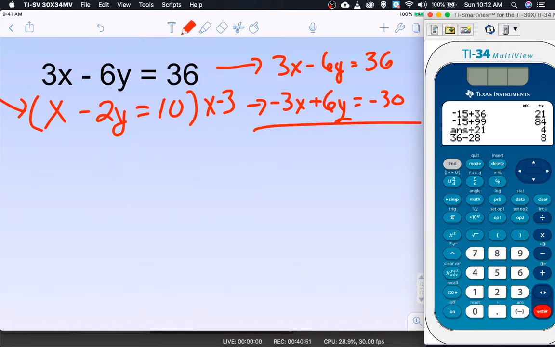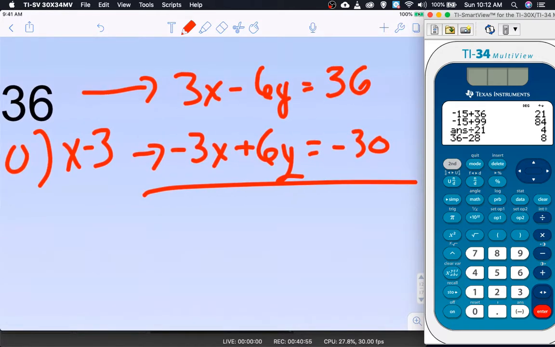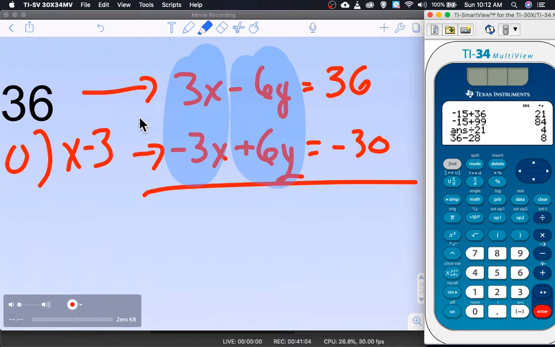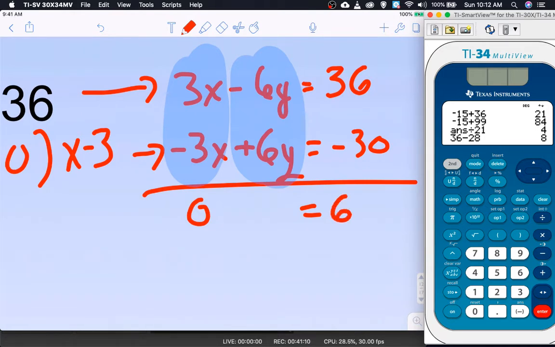Now when we add our equations together, check this out. My x's eliminate. My y's eliminate. My constants don't eliminate. In fact, I get 0 equals 6. Does 0 equal 6? Not where I live.